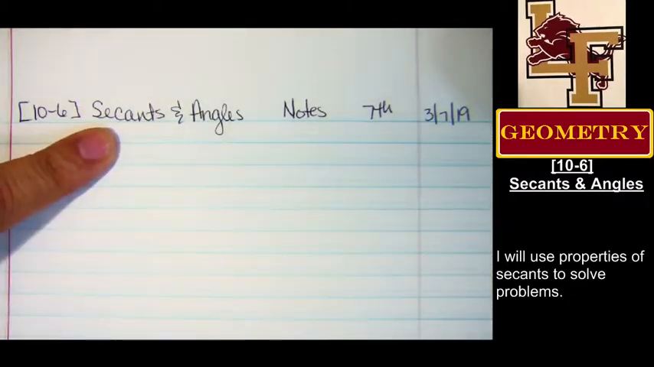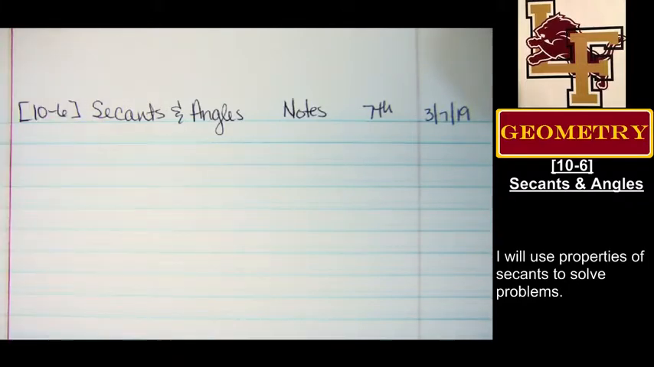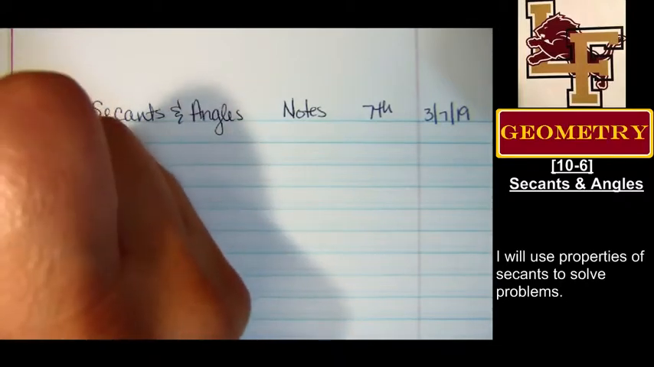I know it's spelled secant, right? Like, I just can't, right? But it's pronounced secant. I don't know why. English is weird.